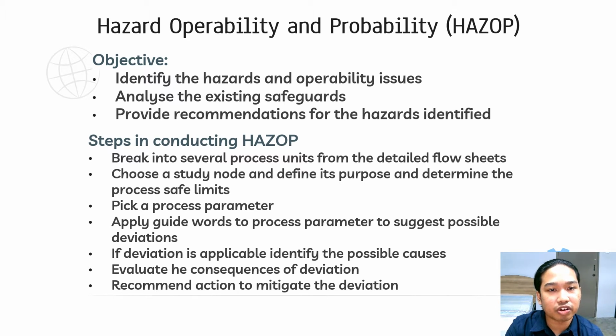Next, there are a few steps in conducting the hazard study. Firstly is to break the process into several process units from the detailed flow sheet. Second is to choose a study node, define its purpose, and determine the process safe limit. Next is to pick a process parameter. Then we need to apply guide words to the process parameter to suggest the possible deviation. Next, if the deviation is applicable, identify the possible cause. Then we have to evaluate the consequence of the deviation. And lastly, we can recommend an action to mitigate the deviation.